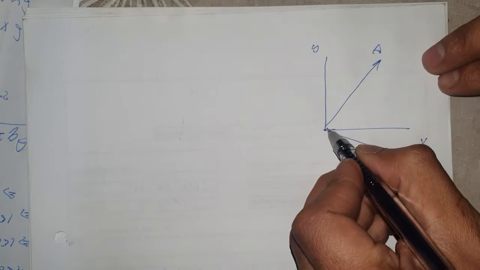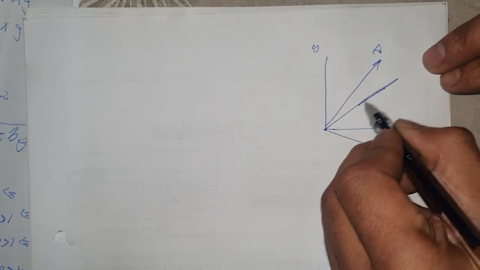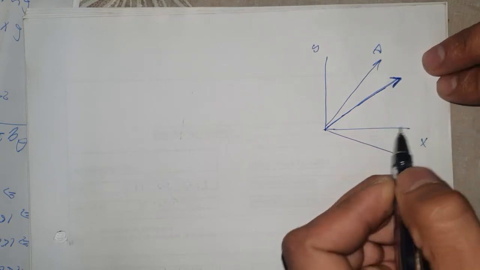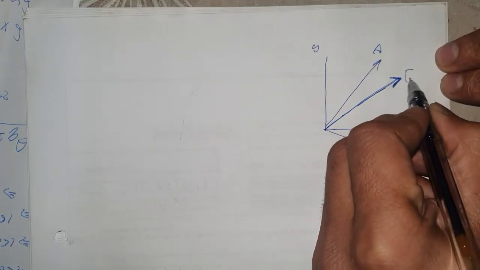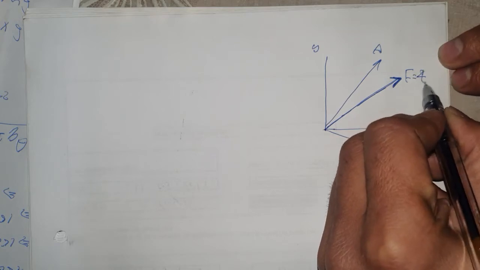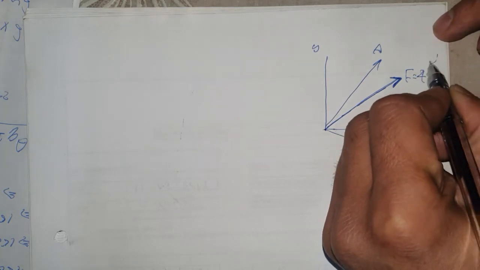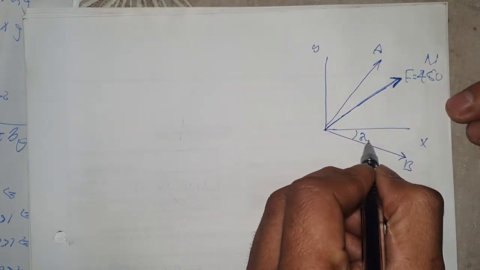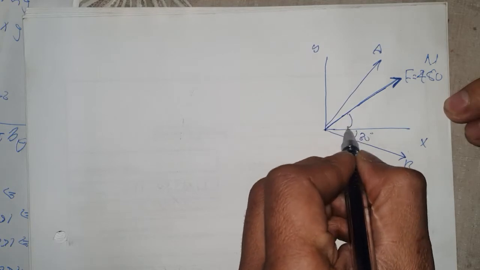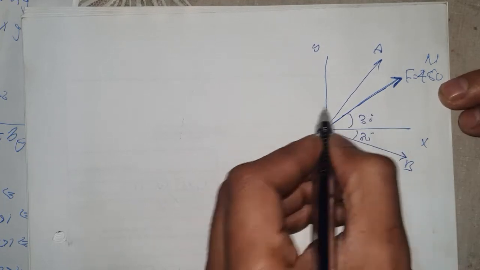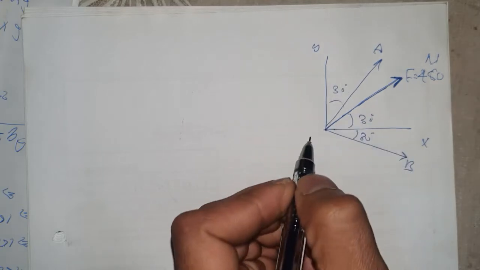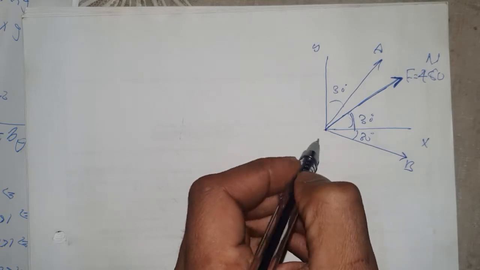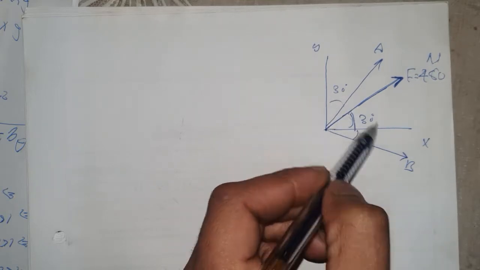And here is the force. So I will make it a little bolder. The force F is equal to 450 newtons. This is 30 degrees. Here is also 30 degrees, and here is also 30 degrees. So you have to find all the coordinates, the full coordinates for F.